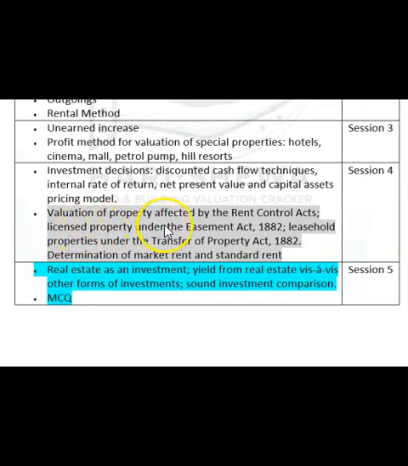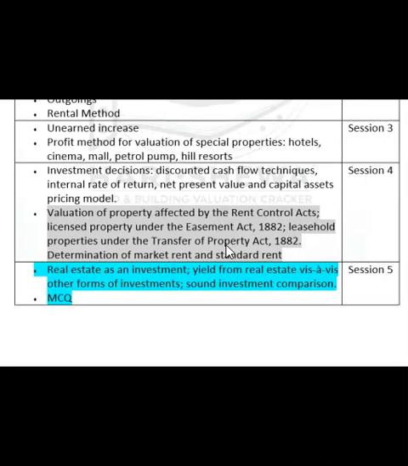Regarding valuation of property affected by Rent Control Act, licensed property under the Easement Act 1882, leasehold property under the Transfer of Property Act 1882, determination of market rent and standard rent, we will study in our Transfer of Property Act chapter. That chapter we are going to start next week.